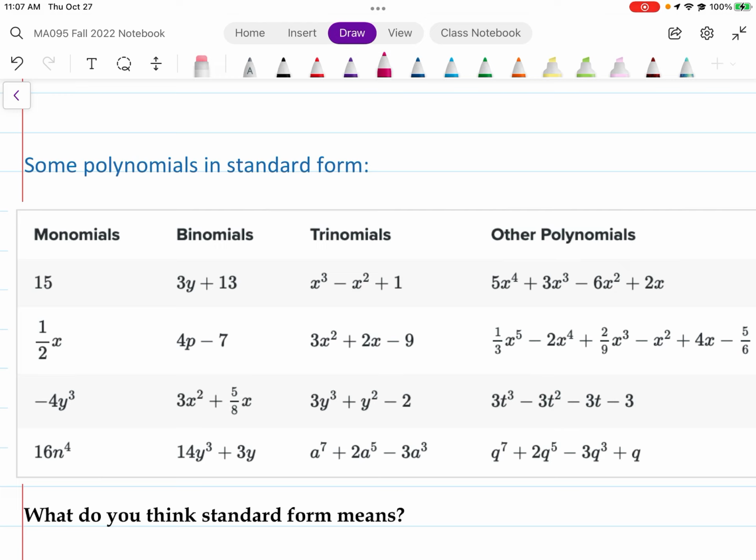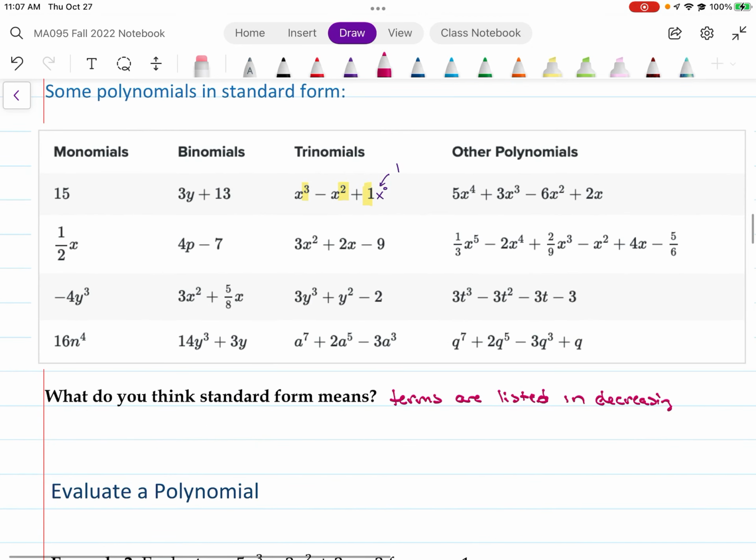Okay, so hopefully you thought about that for a moment, and you can see that the degree of these is decreasing, and the constant is last, because that has a degree of 0. If you think about it, 1 has x to the 0, right? Because x to the 0 is just equal to 1. So those are decreasing all the way down to 0. So standard form means that terms are listed in decreasing degree.